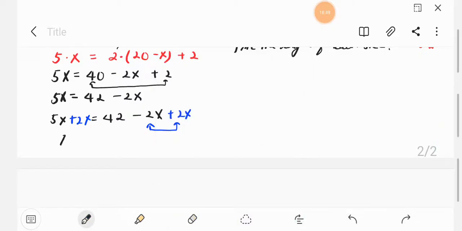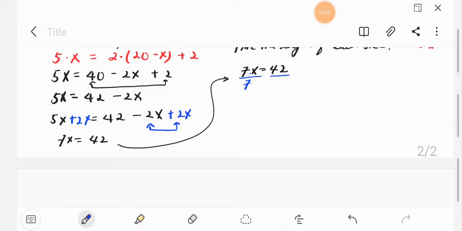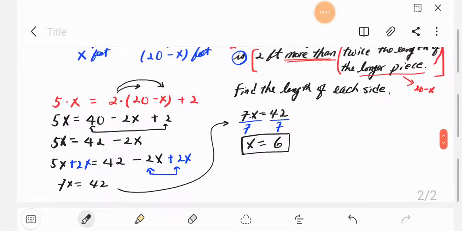So we have 7x equal to 42. From here, 7x is 42, right? So divide each side by 7, because this is 7 times x. With a 7 in the denominator, we can cancel out the 7, so x is equal to 6. So x is the length of the shorter piece, right? This is the shorter piece.